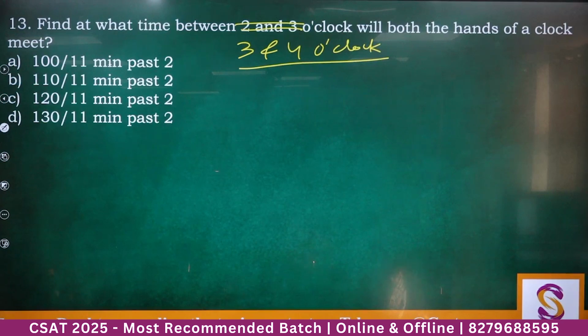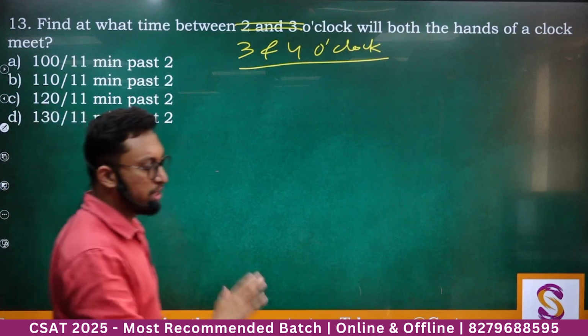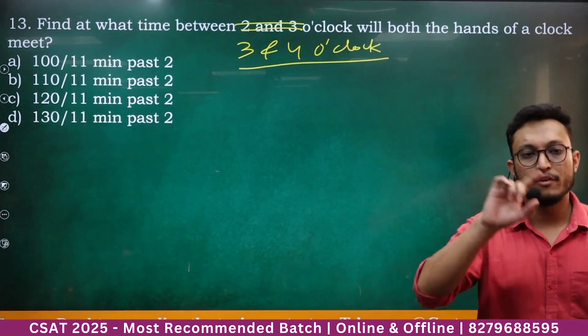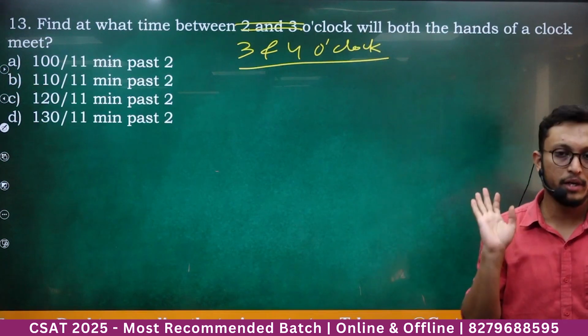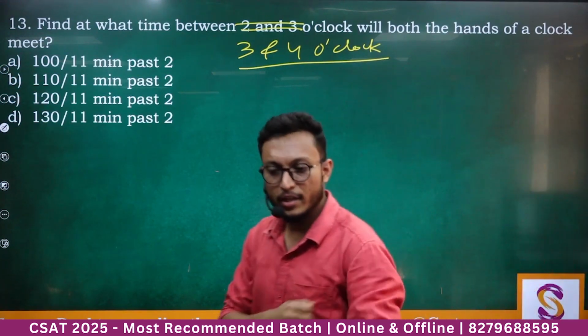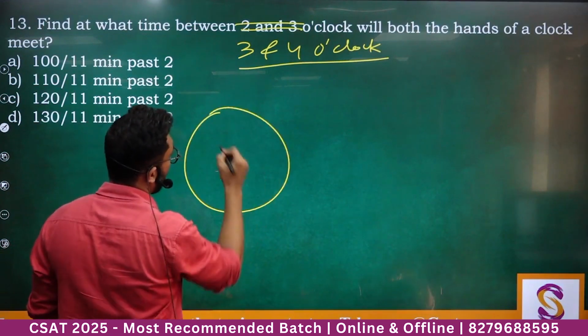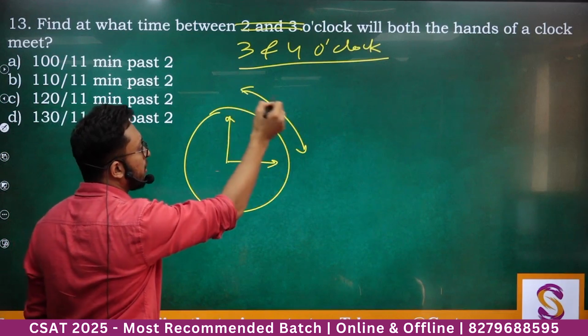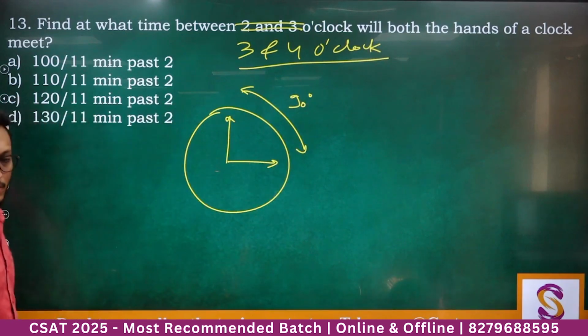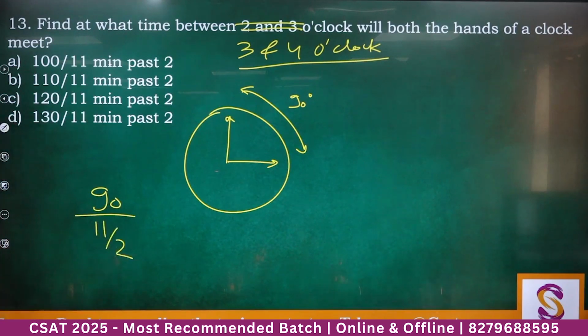See, the time given is between 3 and 4 o'clock. 3 and 4 के बीच में somewhere both the hands will coincide. Let's say initial reference I am taking it as 3 o'clock. 3 o'clock में what will be the distance between both the hands? 90 degree. At 3 o'clock, positions of the hands will be like this. So they are initially 90 degrees apart. Relative distance is 90 degree. Relative speed is 11 by 2. Your answer has to be 180 by 11 minutes past 3 PM.